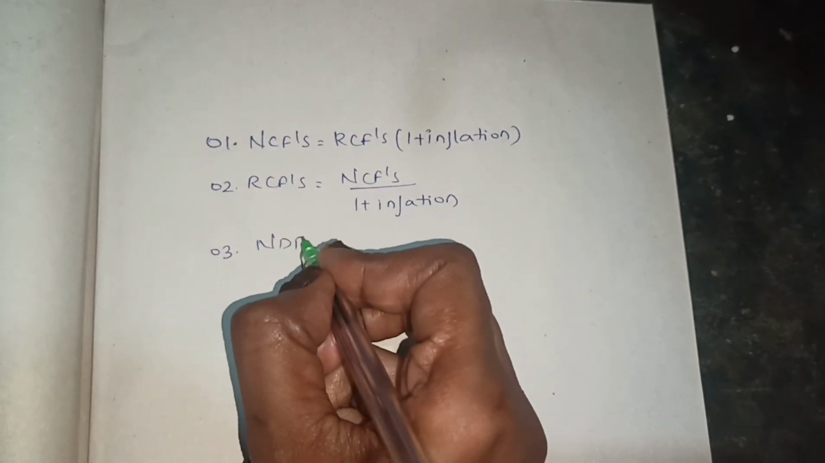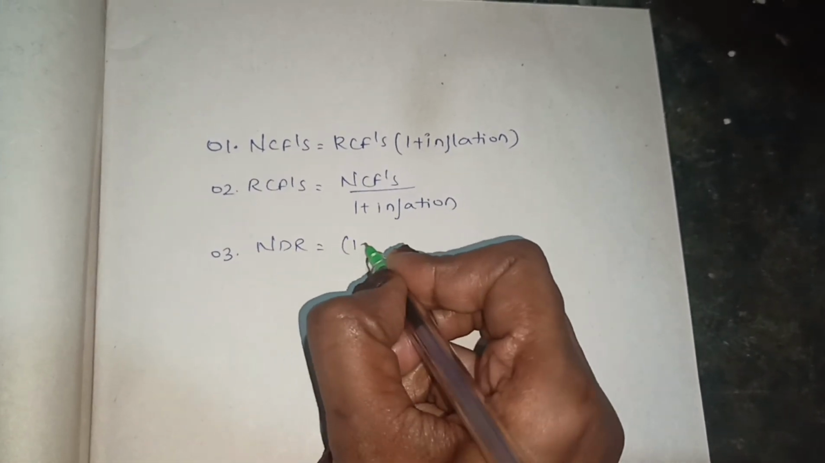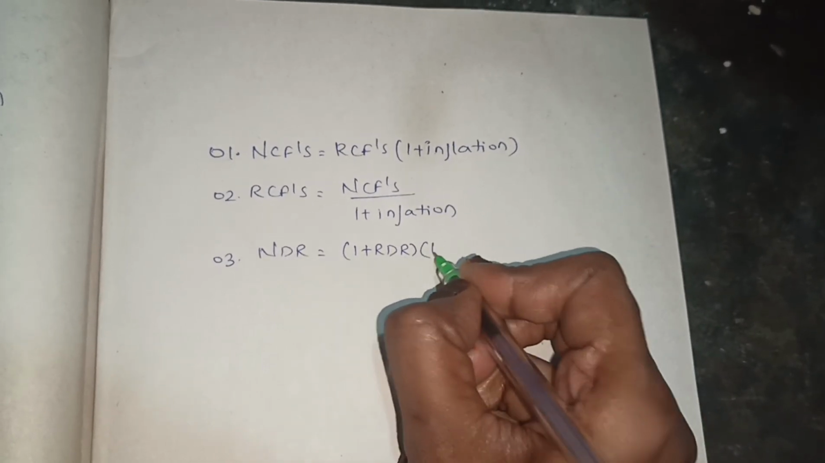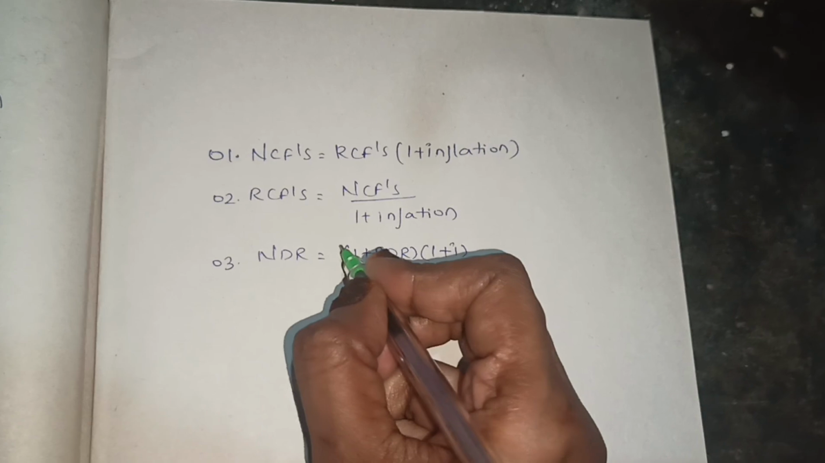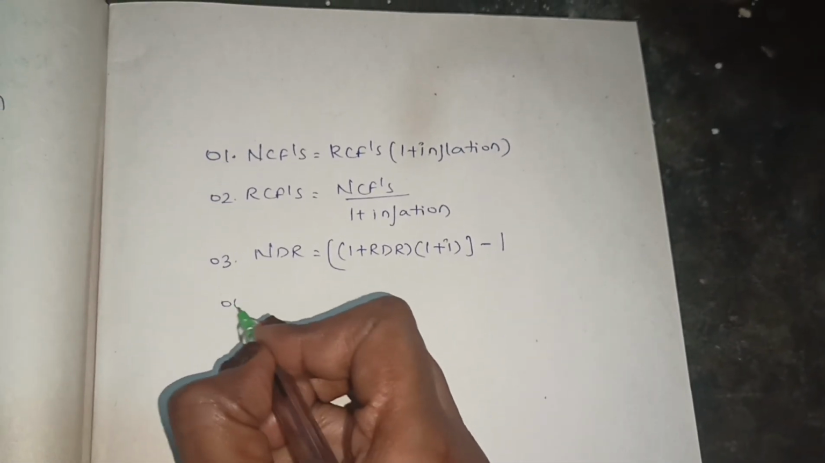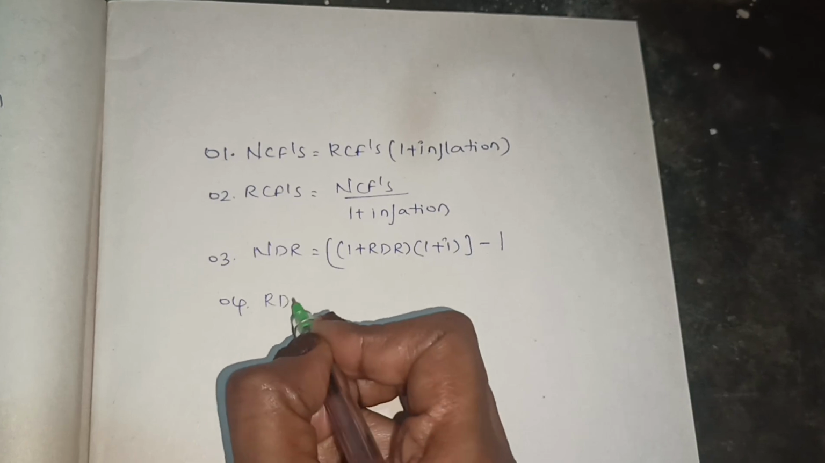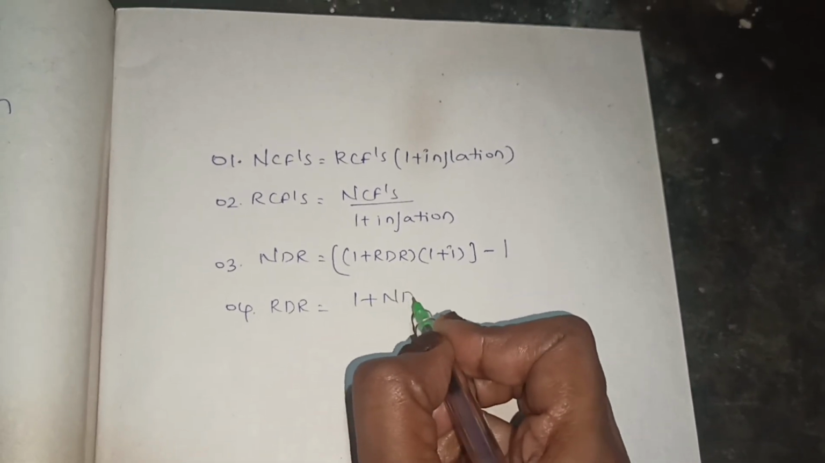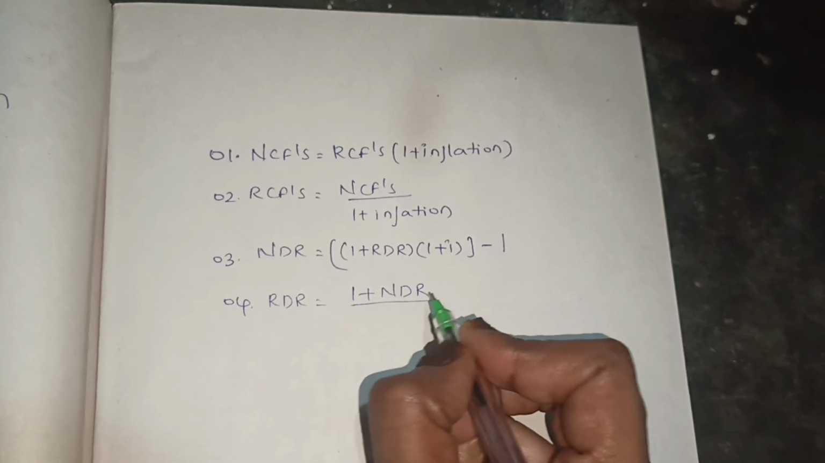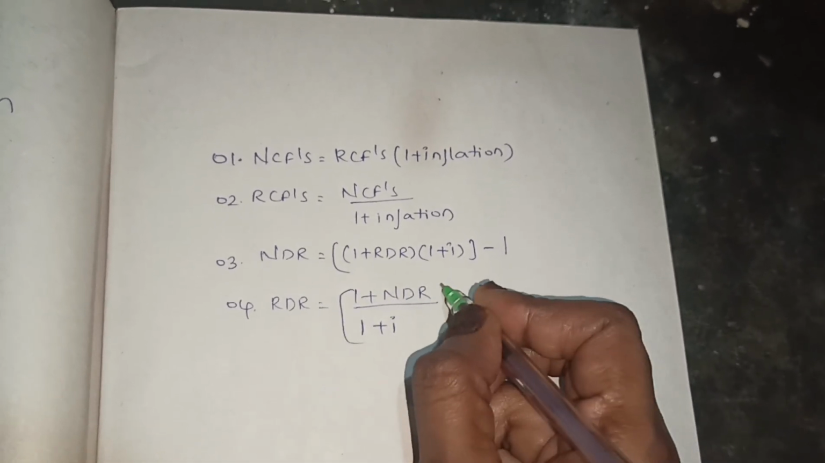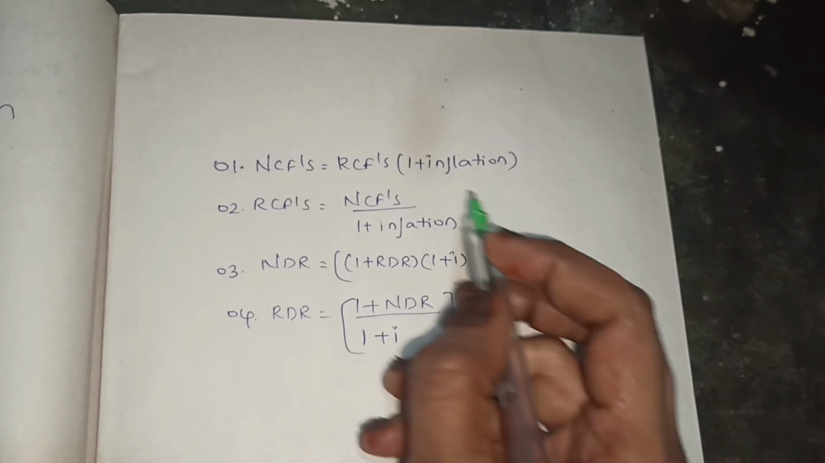Nominal discounting rate is equal to 1 plus real discounting rate into 1 plus inflation, minus 1. Real discounting rate is equal to 1 plus nominal discounting rate divided by 1 plus inflation, minus 1.